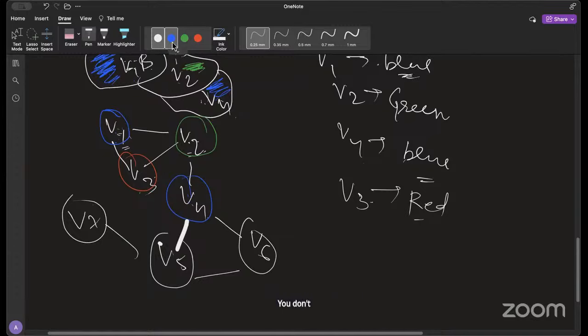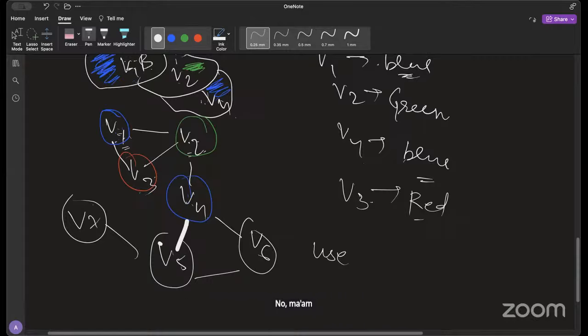You don't need to. When you start with the graph here, we started with V1, right? So we use blue color here. You can use red here, but that's of no use. We're trying to use minimum colors. Our aim is to use minimum colors. Otherwise, we can use different colors for different vertices, right?